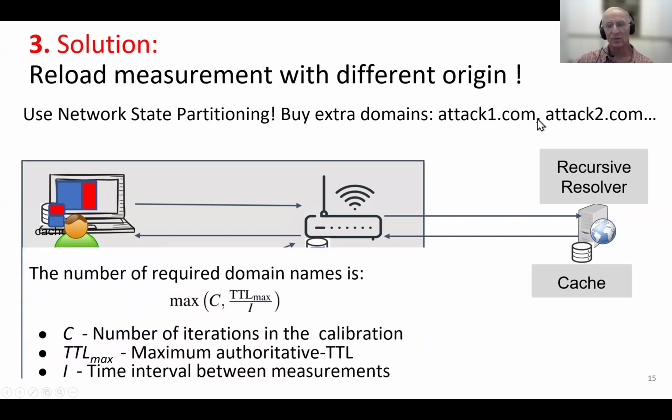How many different domains does the attacker need? Well, the TTL of bank.com or the domain of interest divided by the 30 seconds, the length of the loop. If the loop can repeat several times within one TTL, we need several domains. But if the TTL is smaller than the length of the loop, one subdomain, one such extra domain, is enough. And we also need the number of tests we do in the calibration as the number of such domains required.